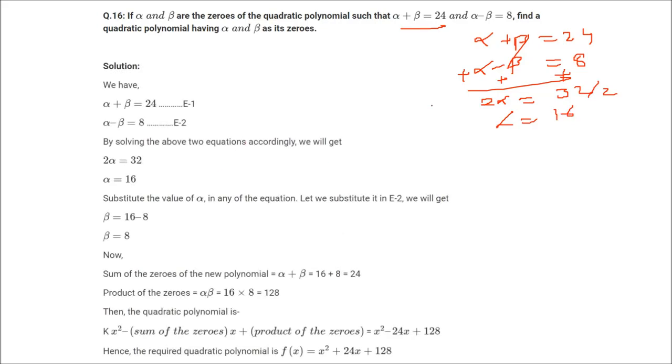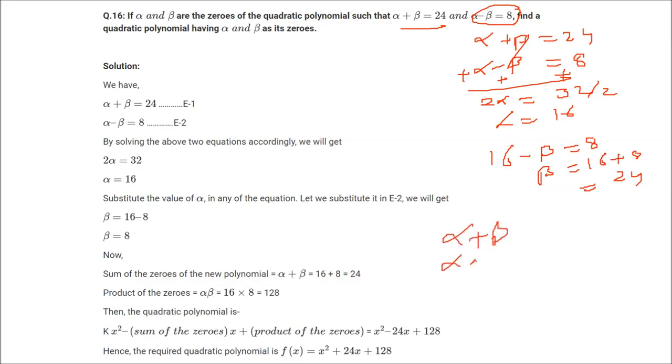And what will be beta? Put it here somewhere in this. Alpha is 16, beta we don't know, it equal to 8. Beta will be 16 minus 8, that is 8. So alpha and beta is this. Now let us find alpha plus beta and alpha into beta. Alpha is 16, beta is 8. So 16 plus 8 is 24, and 16 into 8 is 128.